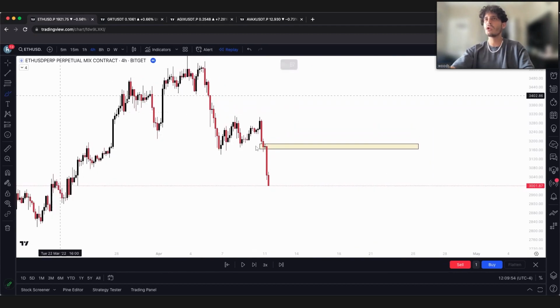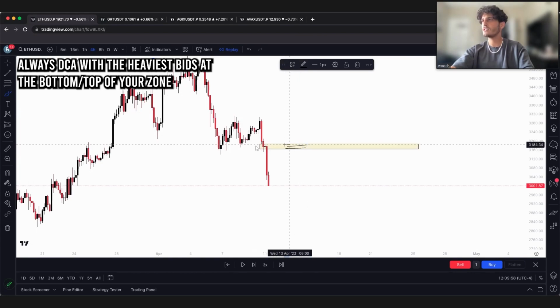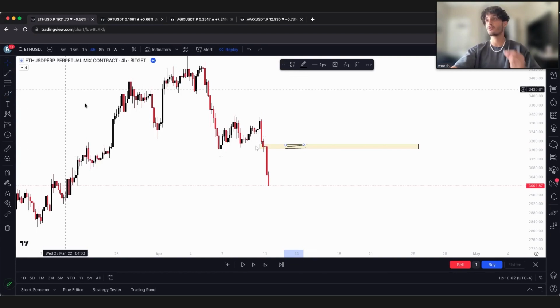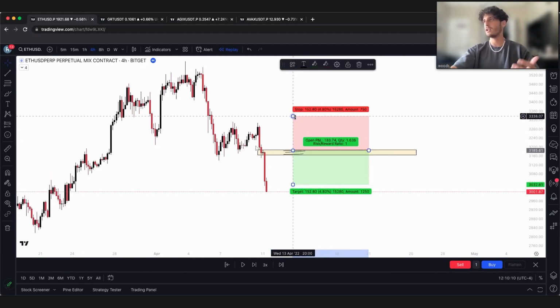And then you're going to put a little bit of your entry at the bottom end, a little bit in the middle, heaviest to the top, because you don't know how that supply zone will react when it gets retested. And it might not even get retested, but that's the whole point of leaving your bids up, so that when it does get retested, you have a beautiful and safe entry with a good invalidation, right?